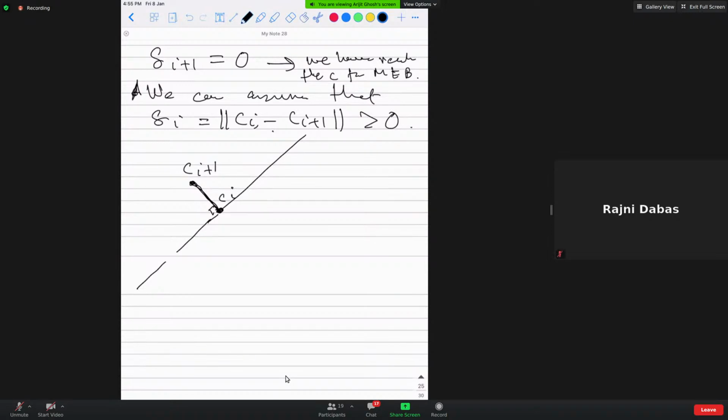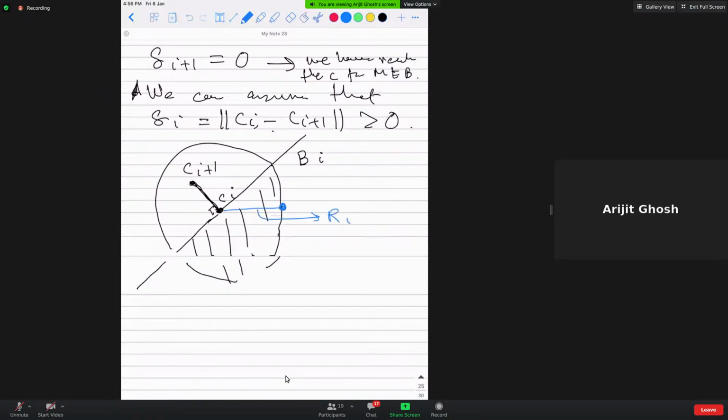Now look at the ball Bi, which is the minimum enclosing ball for the set Qi. See, this half plane again contains Ci, right? By the result that we already saw, there will exist a point P on the boundary on this side. What is this radius? This radius is Ri.